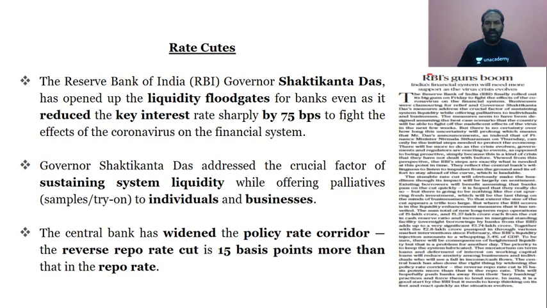So the RBI has come into existence and has made sure that it has opened the floodgates. Which floodgates? The floodgates of liquidity. The RBI governor Shaktikanta Das has opened the liquidity floodgates for the banks. That means he has made sure that there would be more liquidity, more money circulation, with the banks. So why is it necessary that there has to be more money with the banks?